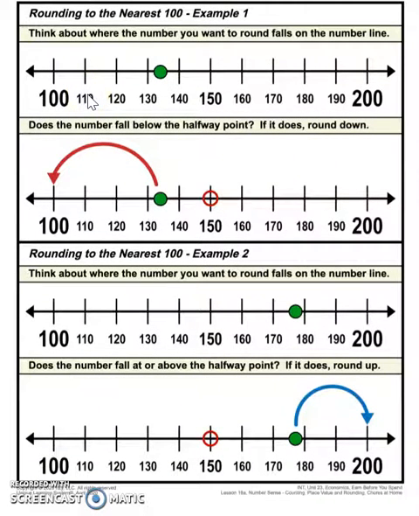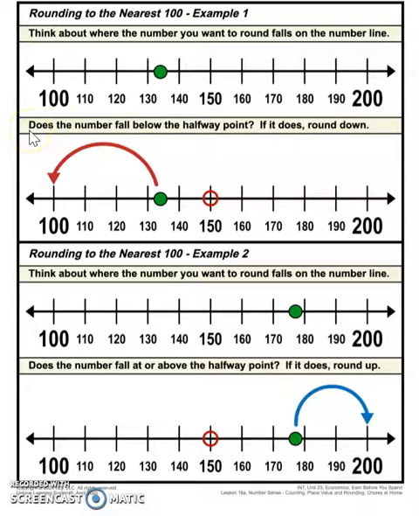So here's how we round to the nearest 100. Think about where the number you want to round falls on the number line. So let's say that Chris picked up 134 pieces of trash. About how many pieces of trash did Chris pick up rounded to the nearest 100? That might be what your question sounds like. So first we're going to put our number on the number line. So this is right about where 134 would be, so you would draw your dot.